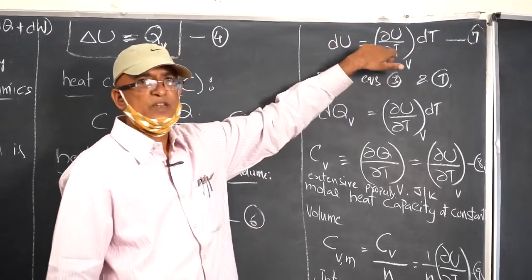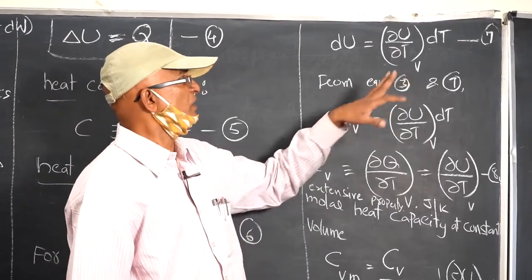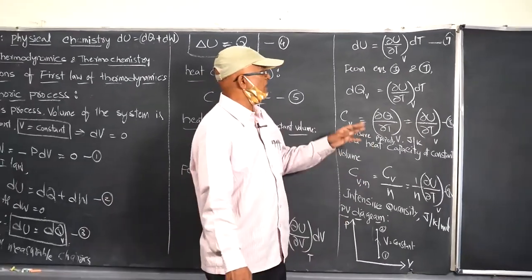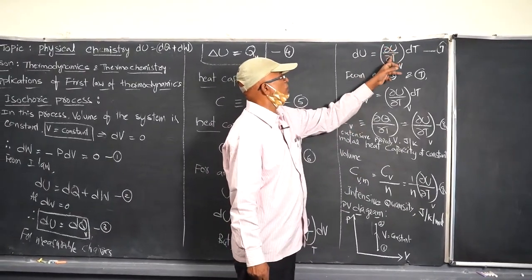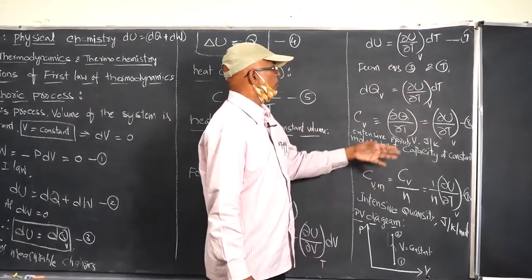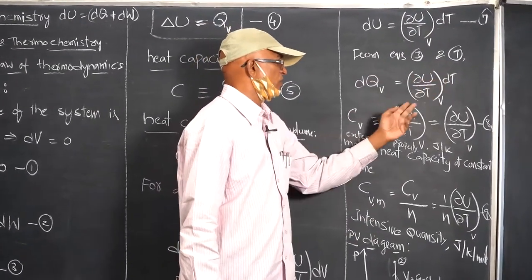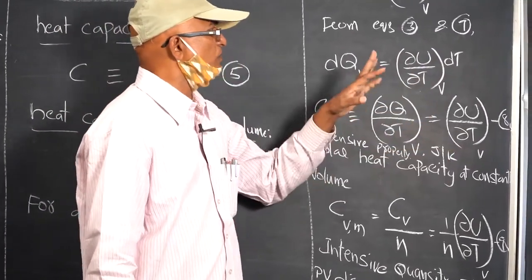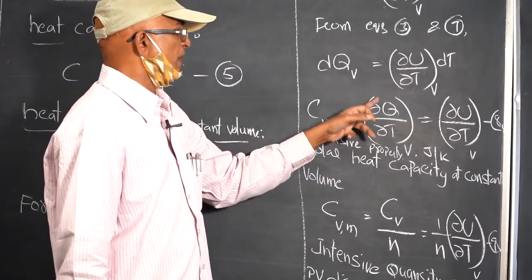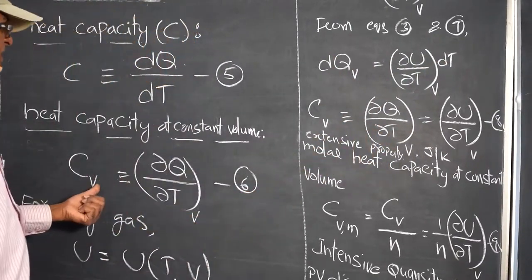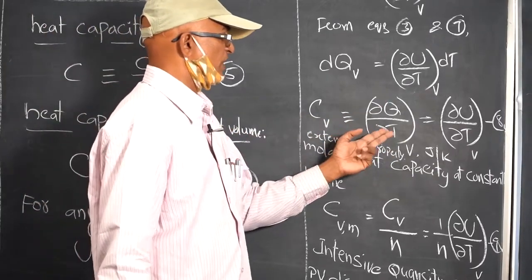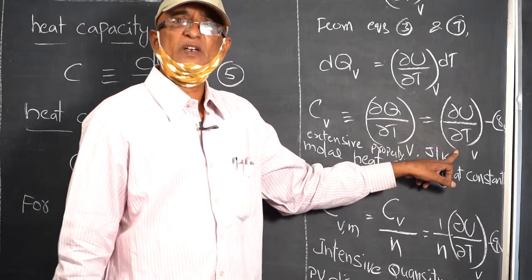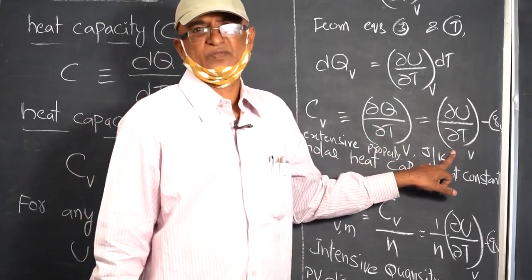Now I am comparing equation 3 and equation 7. The left-hand side of both equations is the same, so equating the right-hand sides, ∂Q at constant volume is equal to ∂U/∂T at constant volume times dT. Bringing dT to this side, ∂Q/∂T at constant volume, which we have already defined as CV, is equal to ∂U/∂T at constant volume. So this is the formula for the heat capacity of a gas from the first law of thermodynamics.